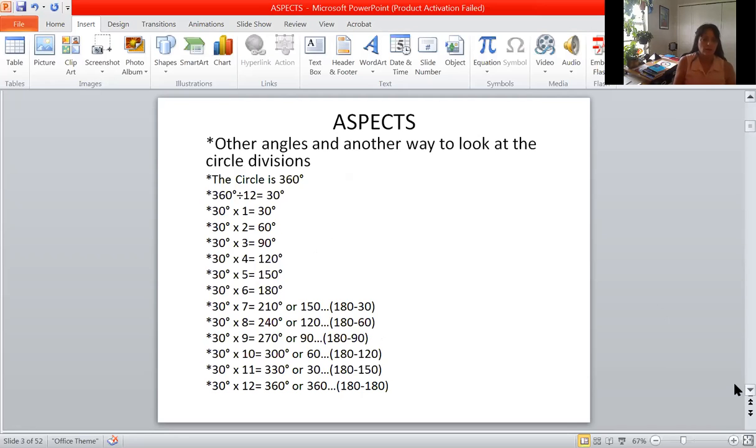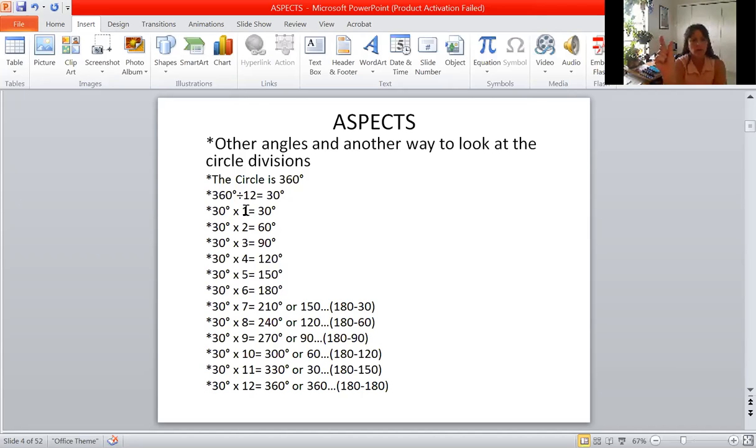Another way to look at this. Okay, so again, the circle's 360, and if we divide it by 12, we have this 30-degree block, which we already said was the size of each one of those houses, and we have 12 houses, so each one is 30 degrees. Now, if we do 30 times 1, that's one increment.